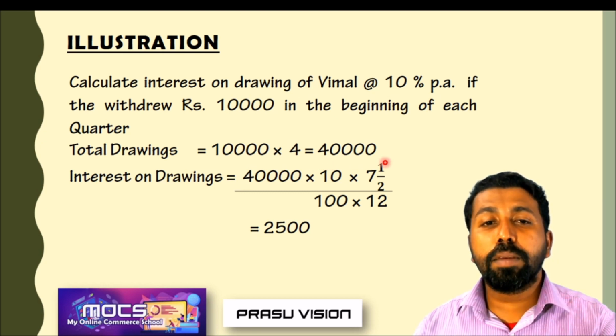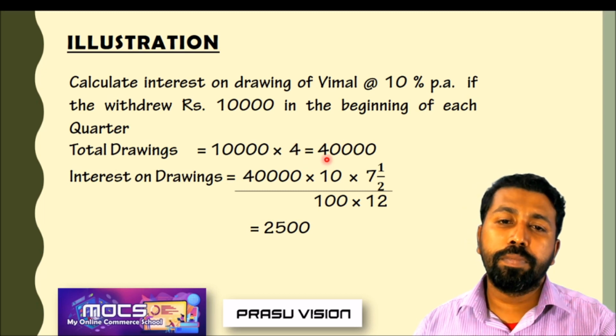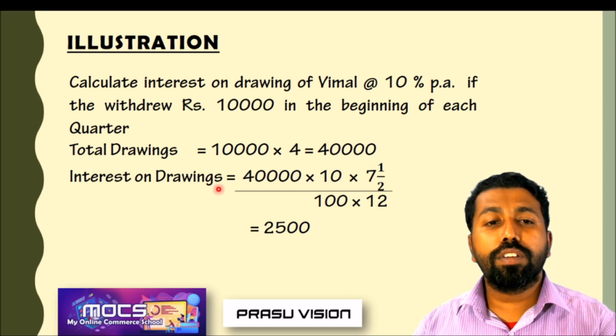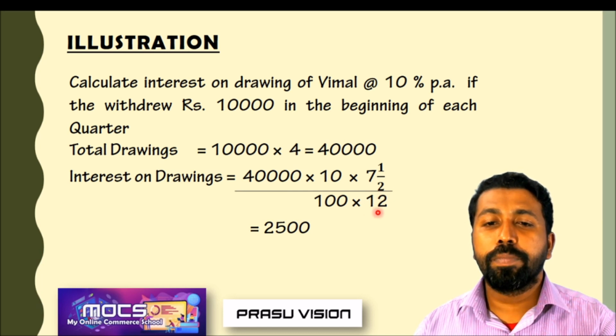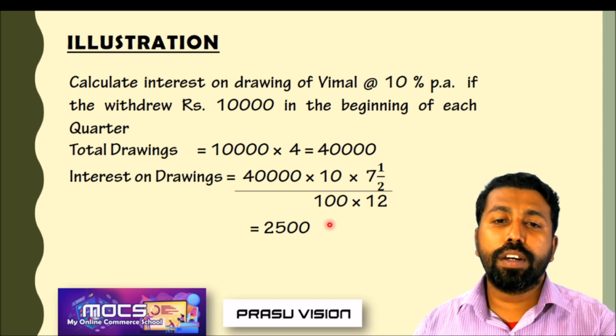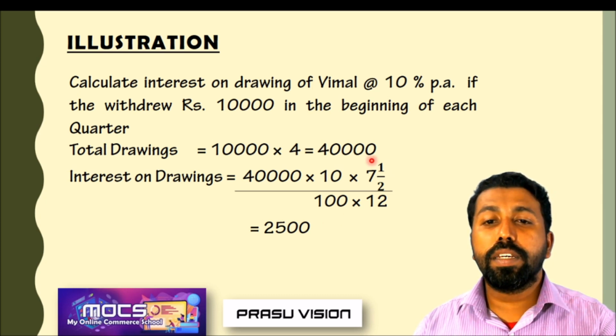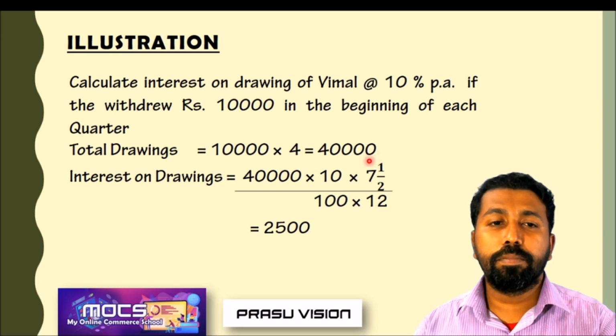In every 3 months they will withdraw 10,000. So 4 quarters will be there. 40,000 is the total amount of drawings. And after that, interest on drawings is equal to 40,000 into 10 by 100 into 7.5, the average period, divided by 12. So we will get the answer 2,500. So only the average period has the change. Average period is changing. Also, the method of calculating total drawings is changed. Hope it is very clear. We are moving to the next case.